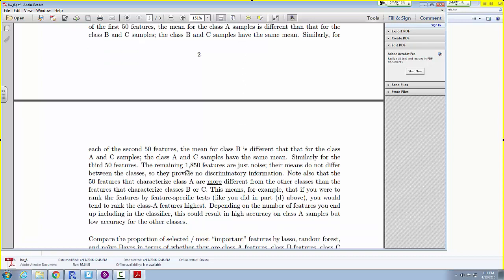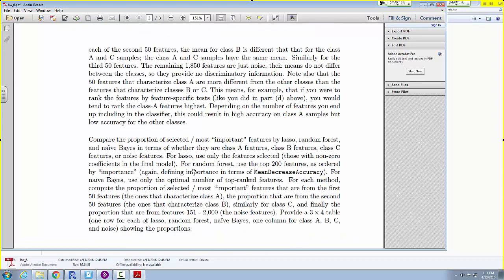Everything else, the mean is exactly the same, A, B, and C. There is no information in these features for discriminating between A, B, and C. So then I just ask you to factor that information into your interpretation of results. Given what you now know about the structure of the data, what can you say about how well those methods above did? And in particular, what proportion of those noise features were used by the different methods that you tried? Ideally, you would filter out noise features.